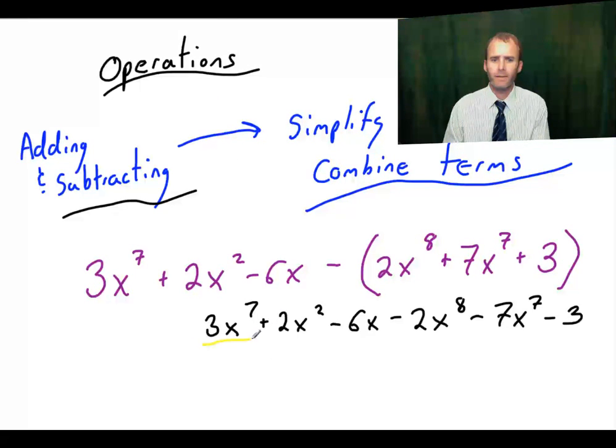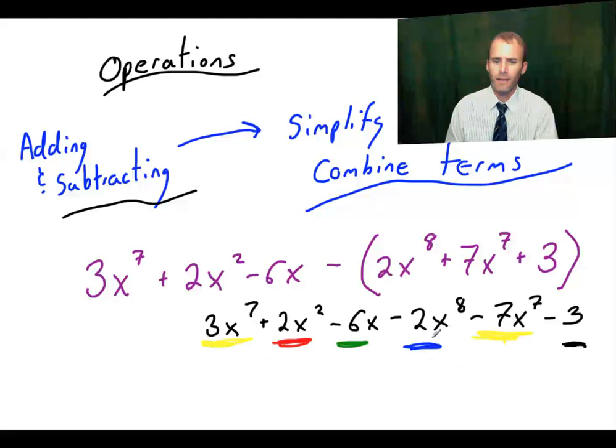So we can see that this 3x to the 7th and this negative 7x to the 7th is a like term. We have a 2x squared, which is by itself. It doesn't have any like terms. The 6x is by itself. The 2x to the 8th is by itself. And the negative 3 is by itself. So the only like terms we have are those two yellows right there.